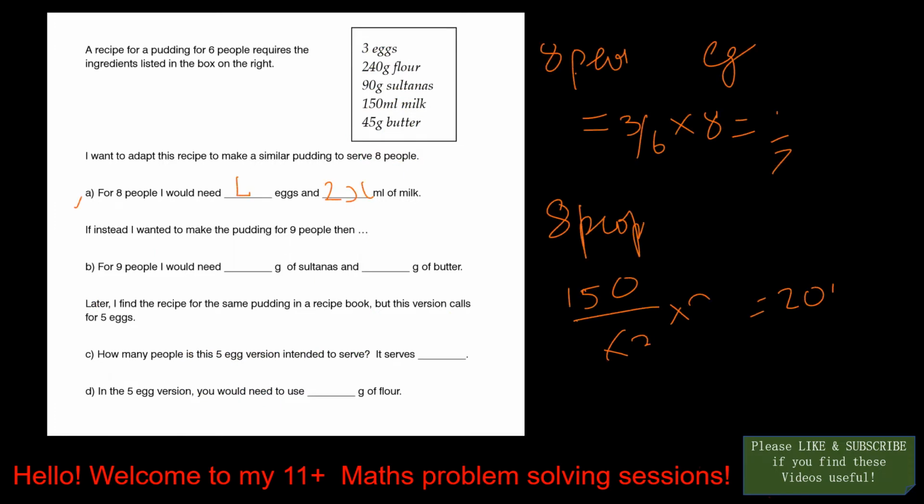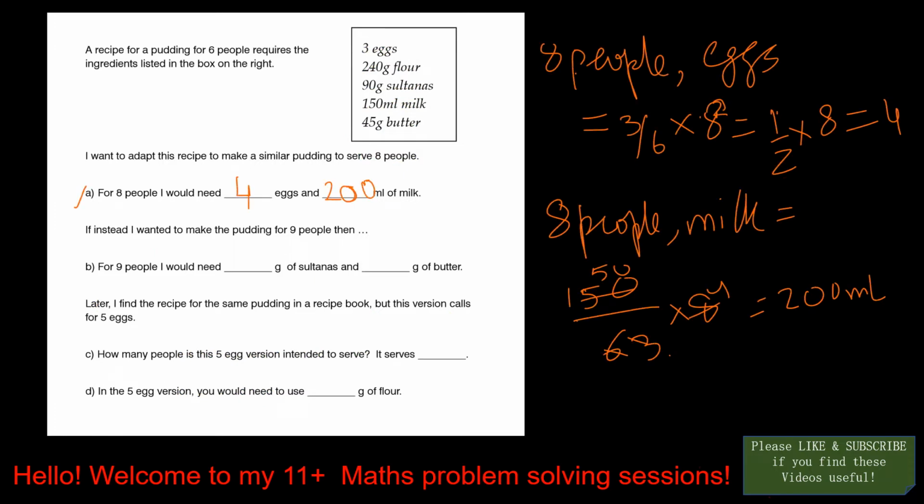So we will start. The first question, part A, for 8 people, how many eggs would I need? We have 3 eggs for 6 people. So for 8 people, the number of eggs I would need is 3 out of 6 multiplied by 8, and that would give me 4. For milk, for 8 people, the milk would be 150 divided by 6, multiplied by 8. That gives me 200 ml of milk, right?